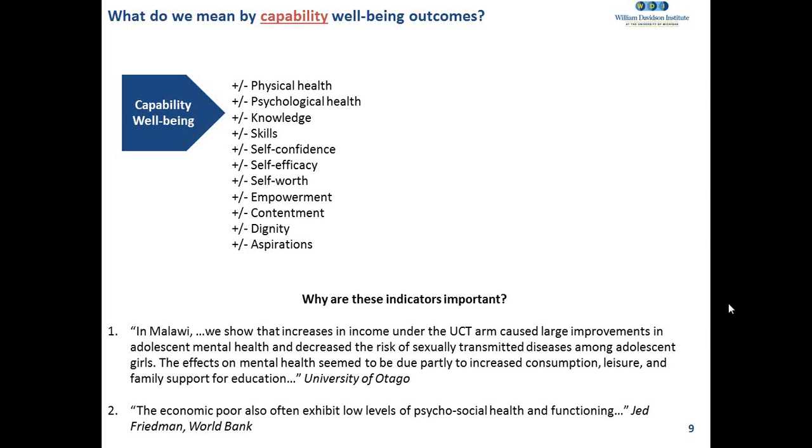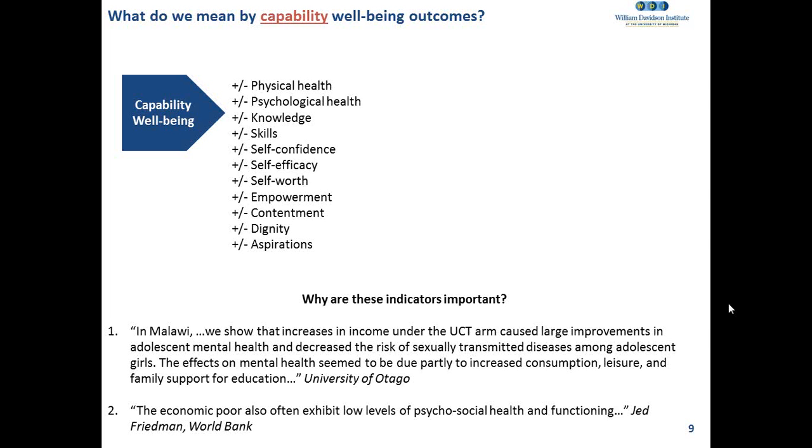For instance, a study by the University of Togo in Malawi shows that increases in income from an unconditional cash transfer program caused large improvements in adolescent mental health and decreased the risk of sexually transmitted diseases among adolescent girls. The effects on mental health seem to be due in part to increased consumption, leisure, and family support for education.